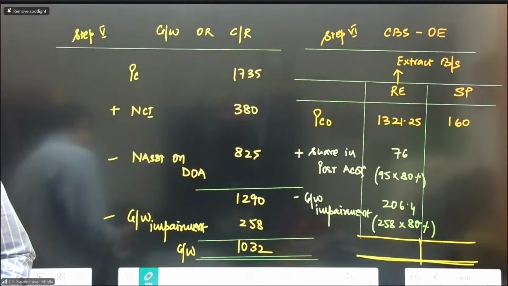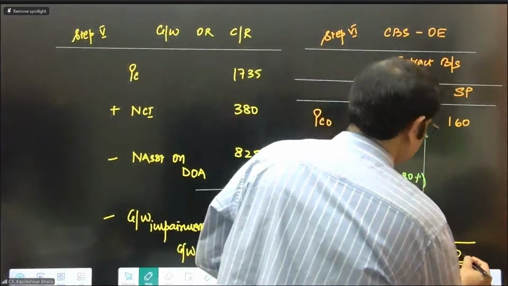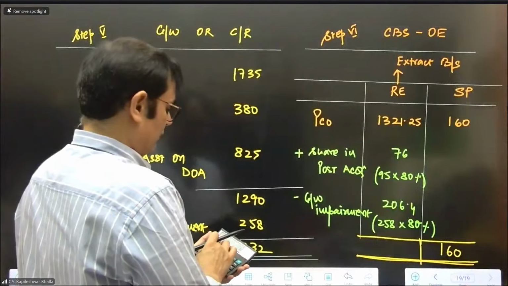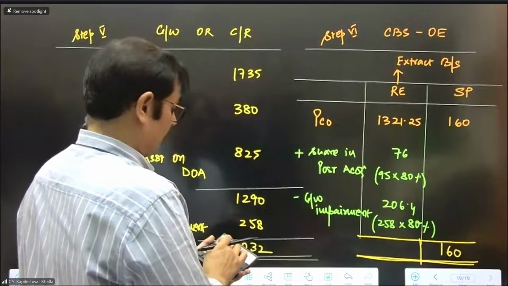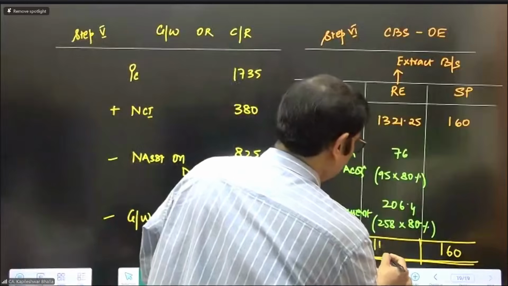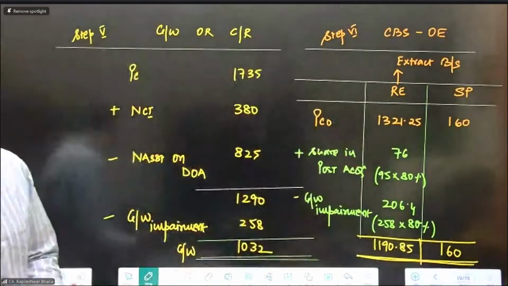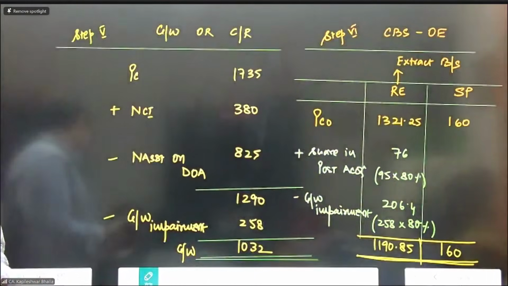So let's see the information. This is 160, 1321.25, and this is, I guess, 1190.85. So this is 1190.85, and we get the premium as well. Okay, so far so good.